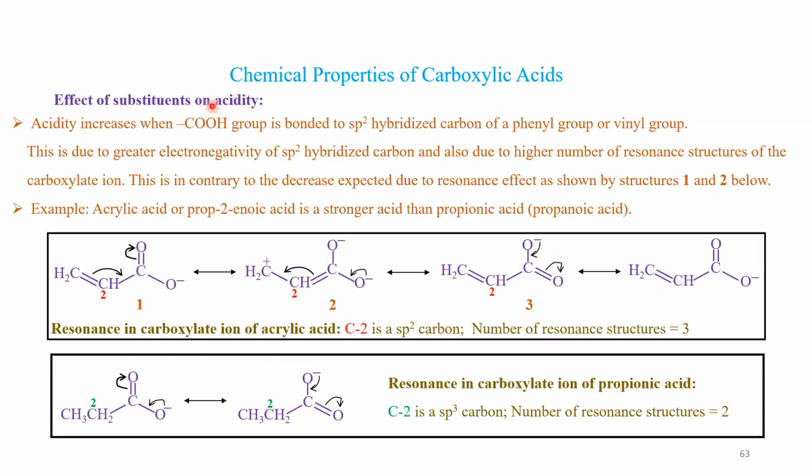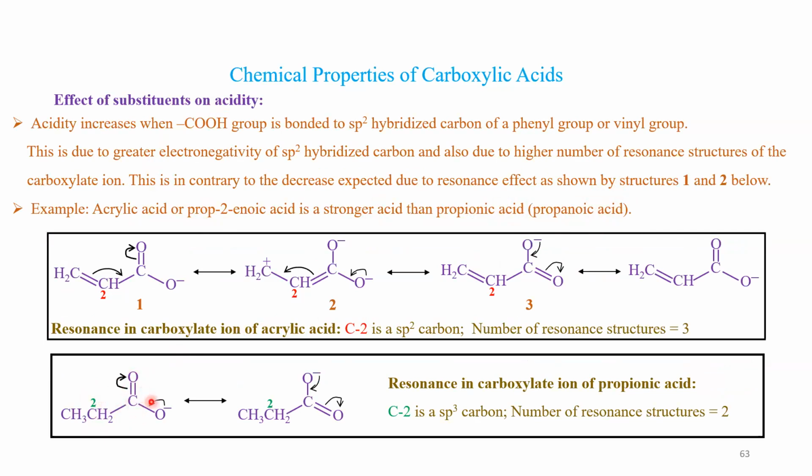Okay, next let us compare acrylic acid and propionic acid. Propionic acid, or propanoic acid: propionic acid is the common name, and propanoic acid is the IUPAC name. So propanoic acid is CH3CH2COOH. Here the respective carboxylate is shown.